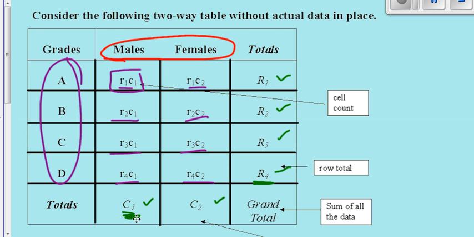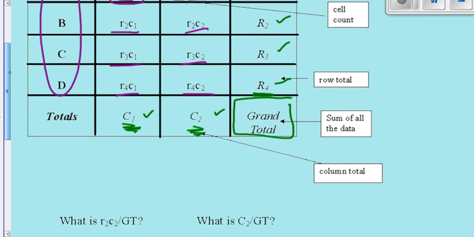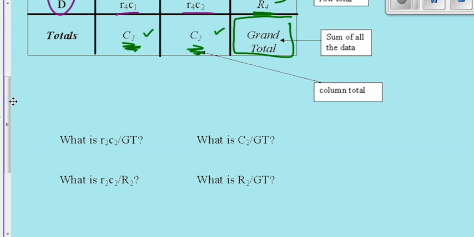This would be the total number of guys. This is the total number of girls. And down here we have our grand total. So this two-way table actually has the marginals included at the edges as part of the chart. Okay? So let's think about each one of these.